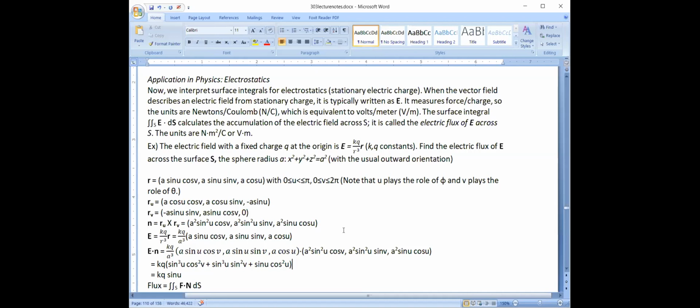And then sine cubed u cos squared v plus sine cubed u sine squared v plus sine u cos squared u. You get the sine squareds and cos squareds for using v's combining, and something nice happens. You actually just wind up with kq sine u. So we've done that simplification ahead of time. Now let's get into writing down the flux integral.